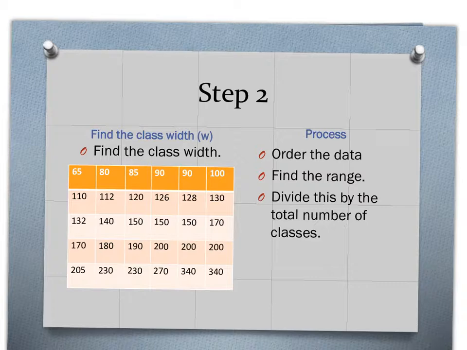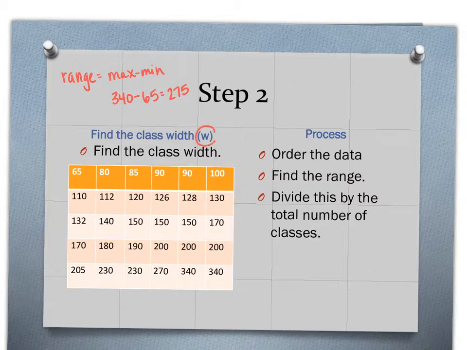Once you have your data ordered, you can find the width of the class. The width is an interval measurement. So here's how we find the width. The first step is to look at the range of the data. Remember, the range is equal to the maximum minus the minimum value. In our case, our maximum is 340 and our minimum value is 65. This gives us a range of 275.